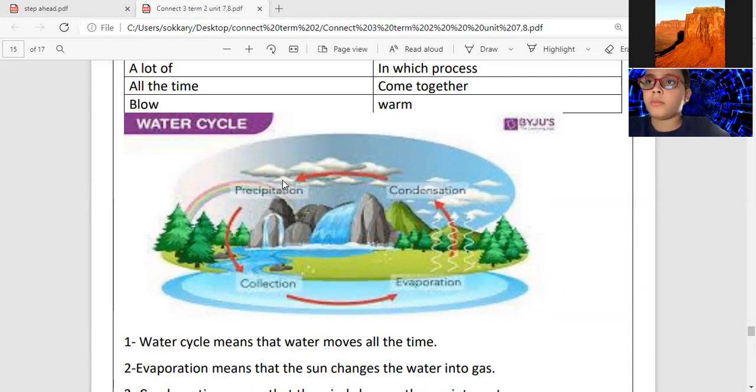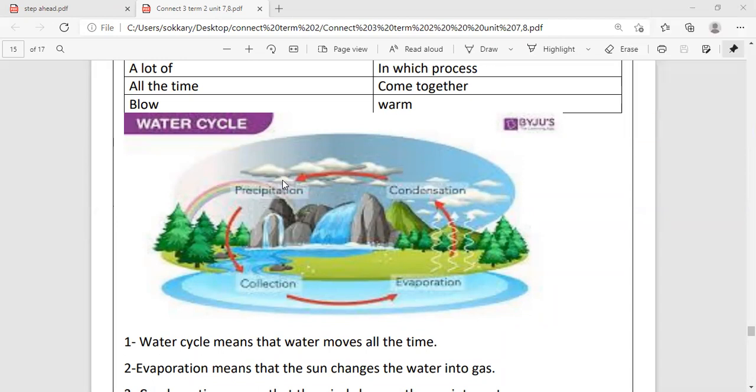Condensation means the wind changes the gas into water. Excellent. Three. Precipitation. Listen to me, please. Precipitation means the rain that falls from the sky. Excellent. Last step, accumulation.